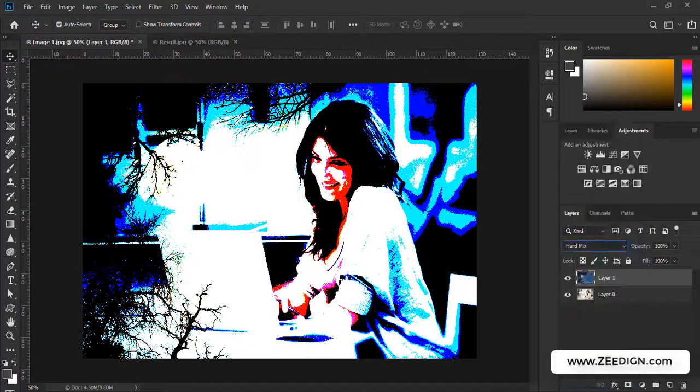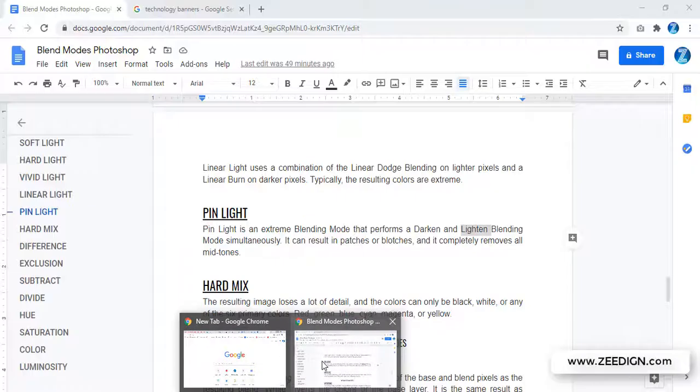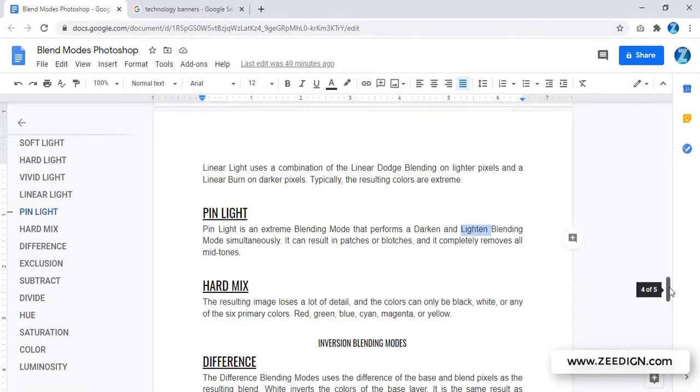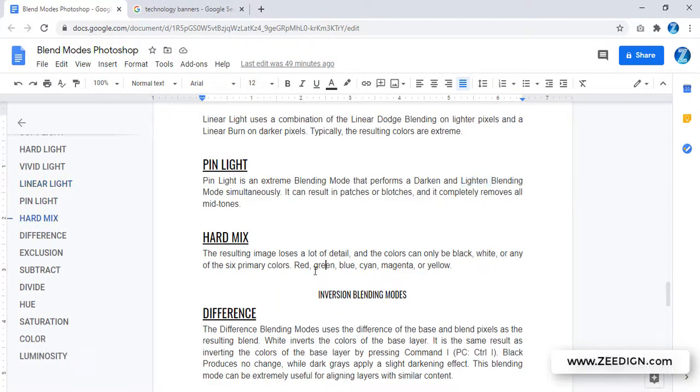Moving on to the hard mix, and like I said, I am sure it is dealing with fewer colors as compared to the normal ones. Here the resulting image loses a lot of detail, and the colors can only be black, white, or any of the 6 primary colors, and those colors are red, green, blue, cyan, magenta, or yellow. So your blend of both layers into the result will be composed of just these colors, no more colors.